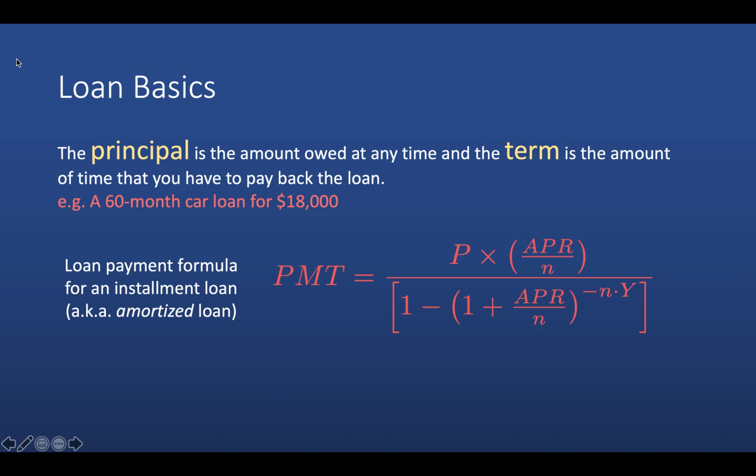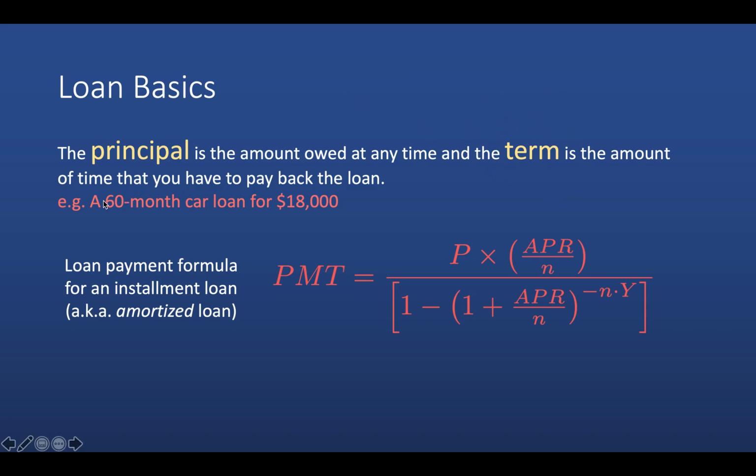So first, a loan in general typically has a principal and a term. The principal is the amount that you owe at any time. So this is a little bit different than the way we've used it before, where the principal was a fixed amount, and you forecasted what it will be later on down the road. The principal is the amount that you owe at any time, and that determines what your payments would be to pay it back within the term. So there's a fixed length of time to pay it back, and that's known as the term of the loan.